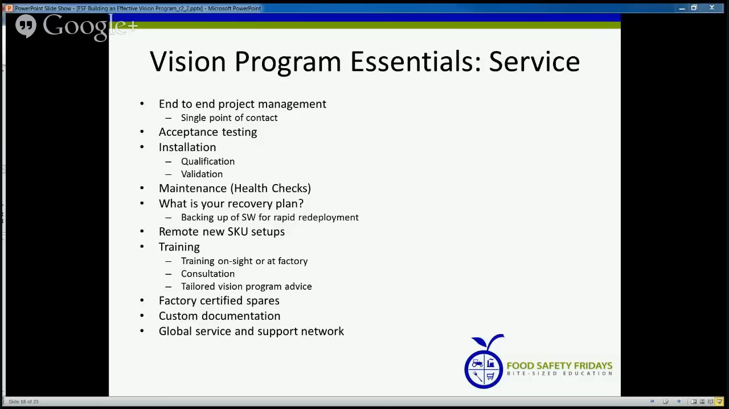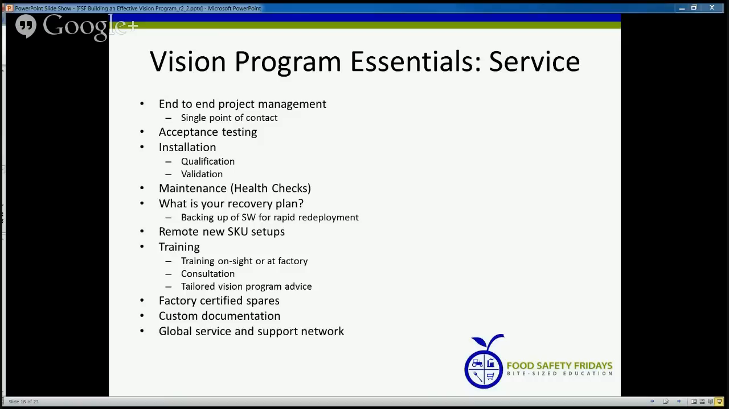If in the future you have additional SKUs or new labels that you get onto your products, is there a way to set up new SKUs rapidly? And I've mentioned here remote new SKU setups. So is this something that can be done? Does it have to be done at the machine, at the vision system, or can it be done remotely by somebody in another office?